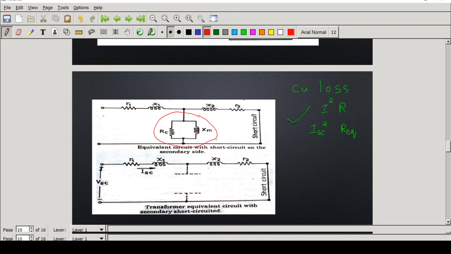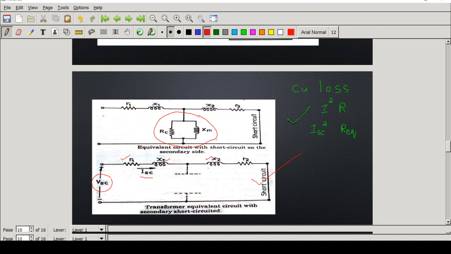Just assume that our circuit is like this. There is an input voltage VSC. I am indicating it as VSC because it is a voltage related to the short circuit test. And what about the current? The current is represented as ISC, the current corresponding to the short circuit test. And here you have the resistance R1, reactance X1, resistance R2, reactance X2.